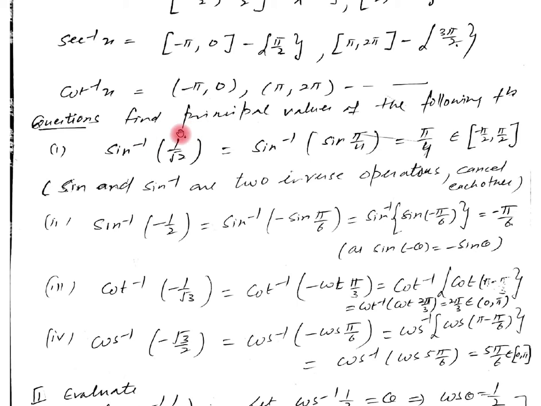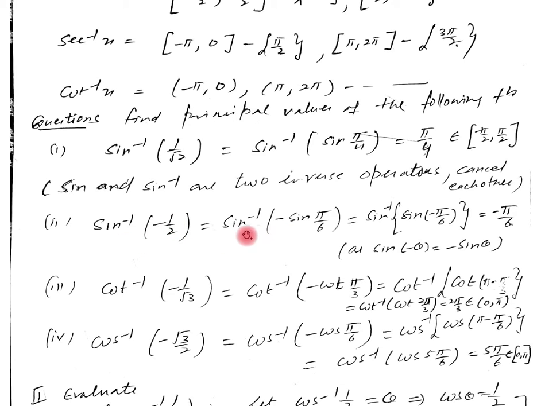Now here the question is: find the principal value of the following function. First I have taken sine inverse 1 by under root 2. 1 by under root 2 can be written as sine pi by 4. Then again this value lies in our range and they will cancel each other. So it is equal to pi by 4. Similarly, sine inverse minus 1 by 2.